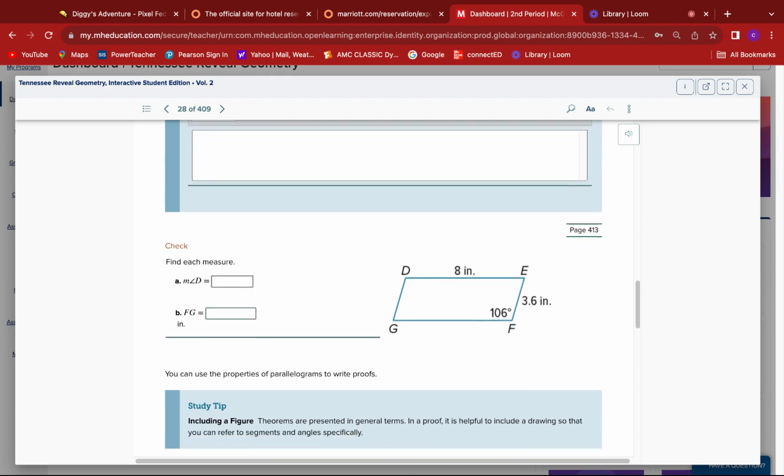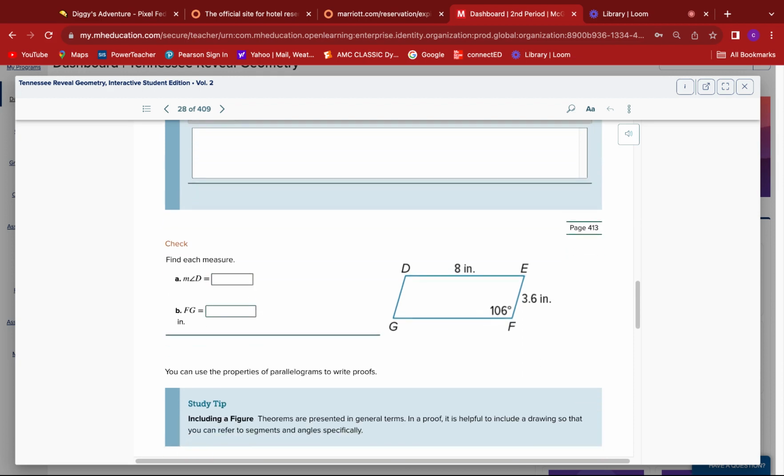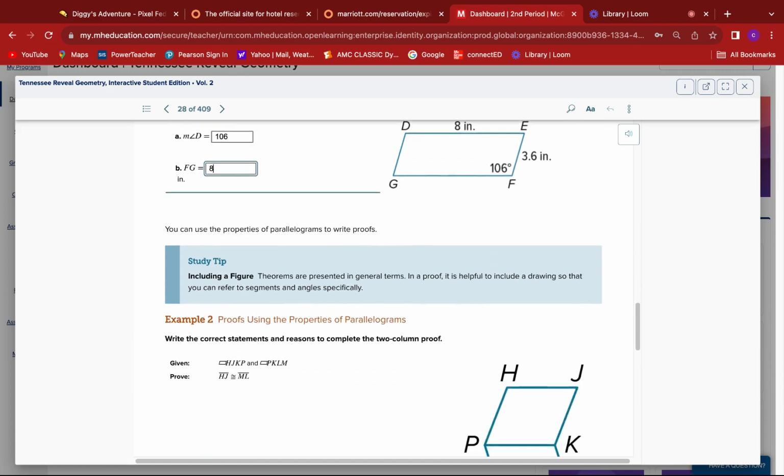All right, let's see what's going on. Okay, so I'm turning the page for our check. Okay, so again, they're asking about opposites. So I'm on the top of page 414, and they want angle D. Well, angle D is obtuse. It is opposite to F, which is obtuse, 106 degrees. FG is a side because it has 2 letters. It is opposite to ED, and that's going to be automatically 8. So there's your answer for your check.